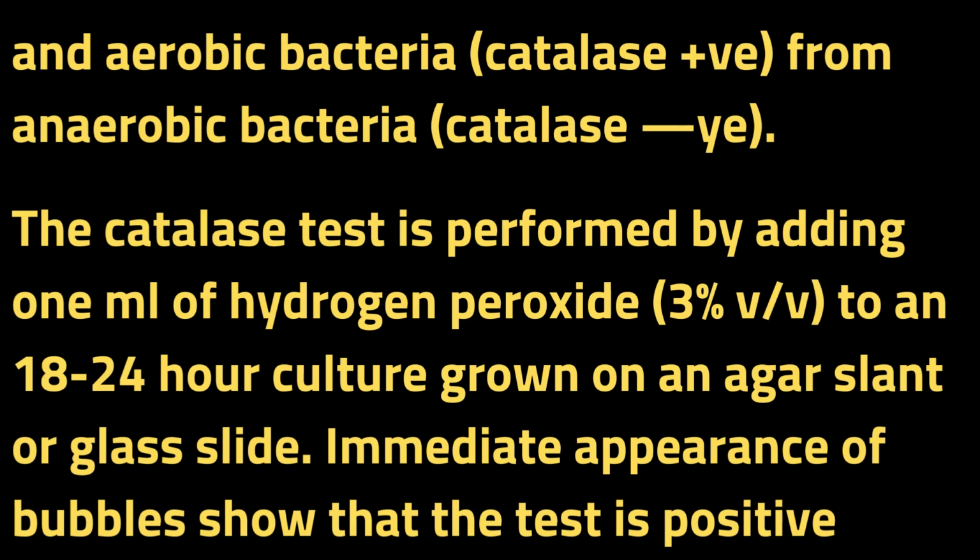The catalase test is performed by adding 1 ml of hydrogen peroxide, 3%, to an 18 to 24 hour culture grown on an agar slant or glass slide. Immediate appearance of bubbles shows that the test is positive.